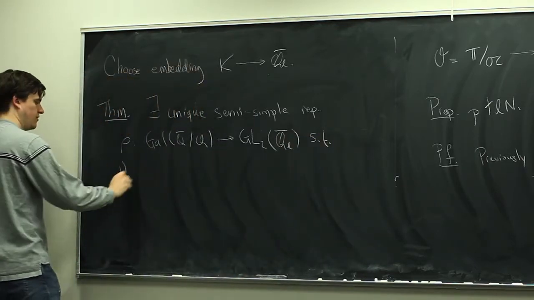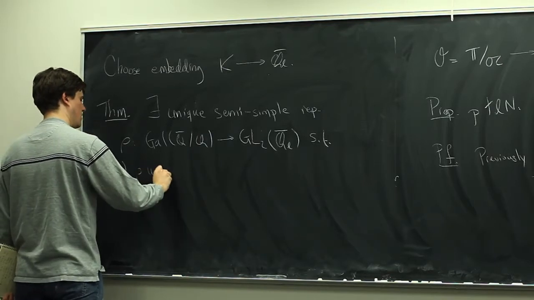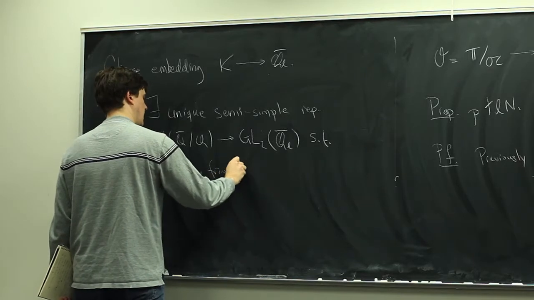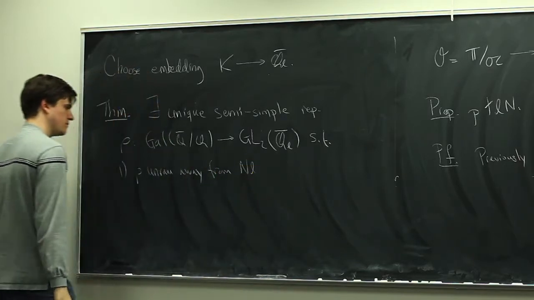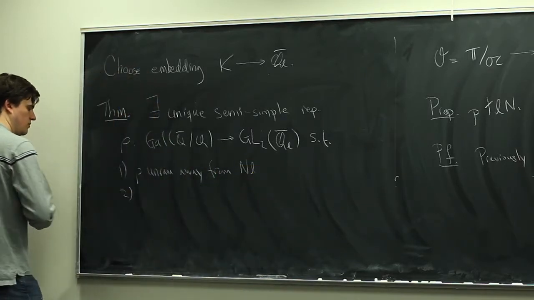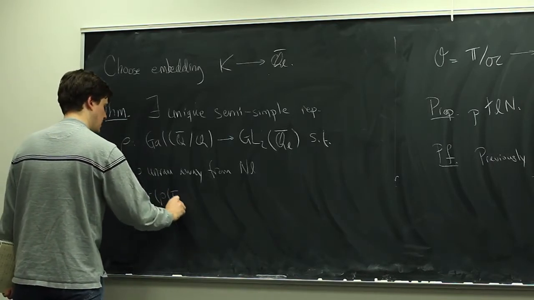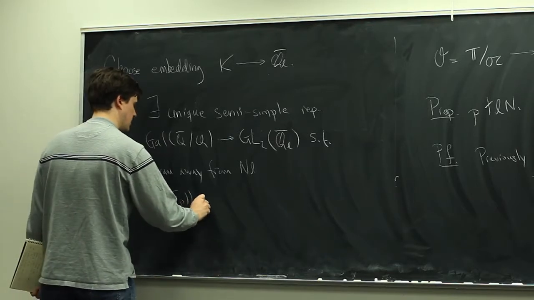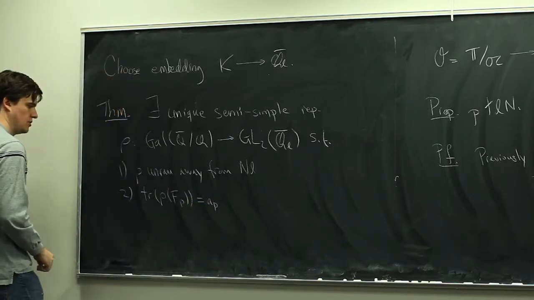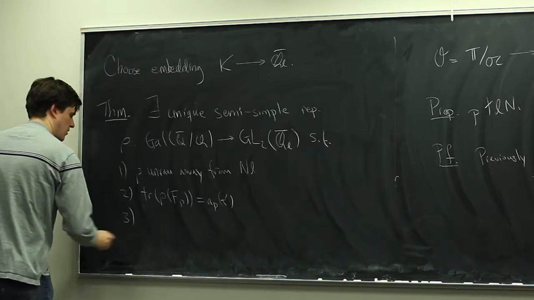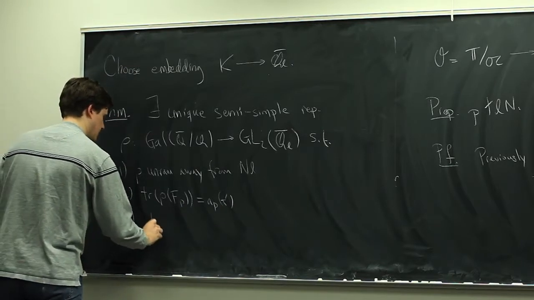so three things. First of all, rho is unramified away from N and L. Two, this is the really important one, the trace of Frobenius at P in this representation rho is AP, AP of F, I mean. And third is that the determinant is cyclotomic.